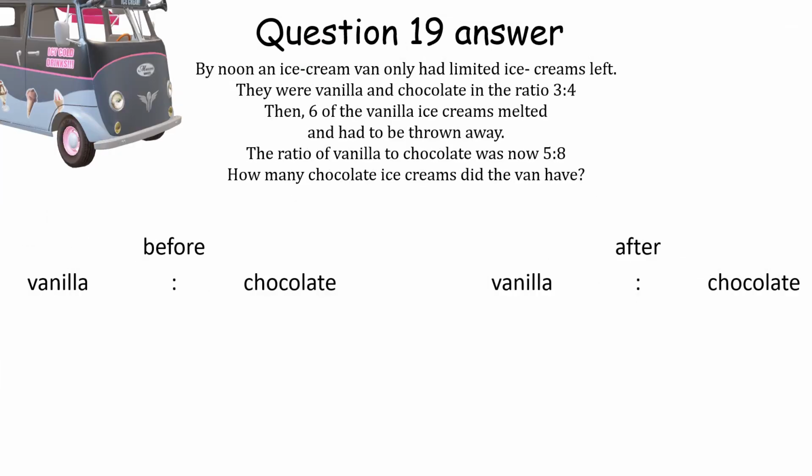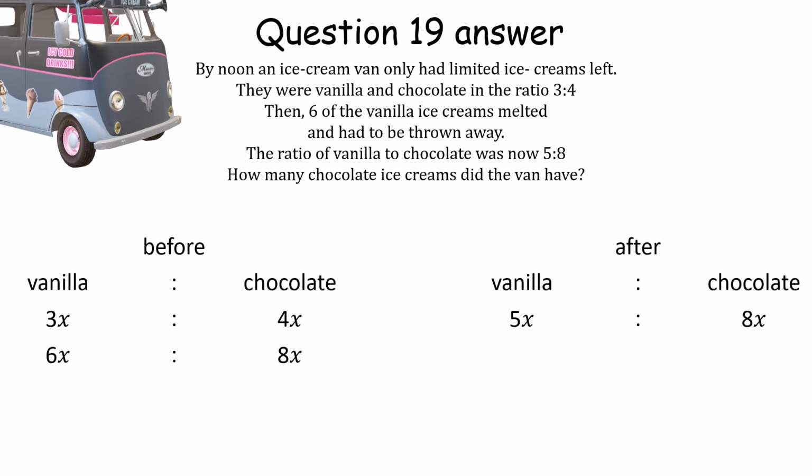Question 19. We started with the ratio 3 to 4 for vanilla to chocolate. We can use 3x to 4x as we don't know how many shares there were. We do know that after we have a ratio of 5x to 8x. In order to compare, make the ratio of the chocolate ice creams the same and make the ratio before the vanilla is melted as 6x to 8x.